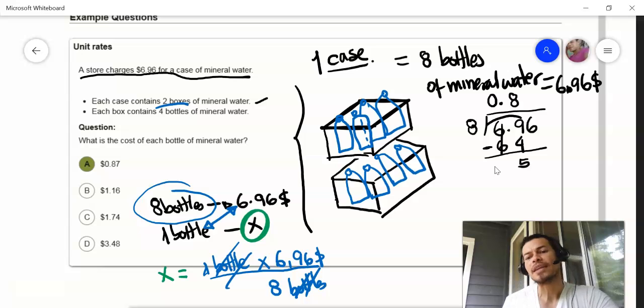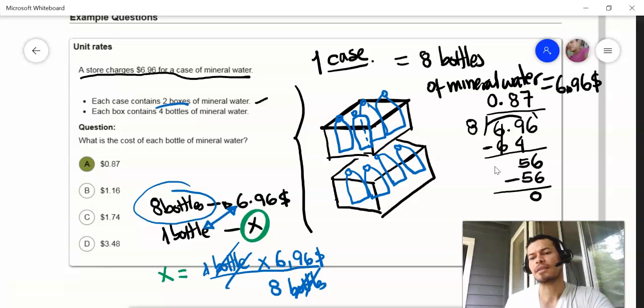So we got 0.8. Now we bring down the 6, and how many groups of 8 can we pull from 56? Let me see. I think it's 7. Yes. 7 by 8 gives us 56.